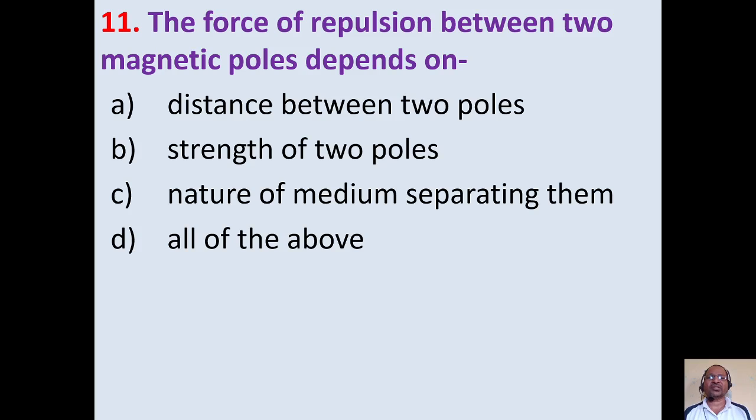The force of repulsion between two magnetic poles depends on... We have seen from Coulomb's law of magnetism that the force of attraction or repulsion is directly proportional to the strength of two poles and inversely proportional to the square of the distance between two poles. Also we say that it depends upon the medium in which the two poles are kept. So the option here is all of the above.